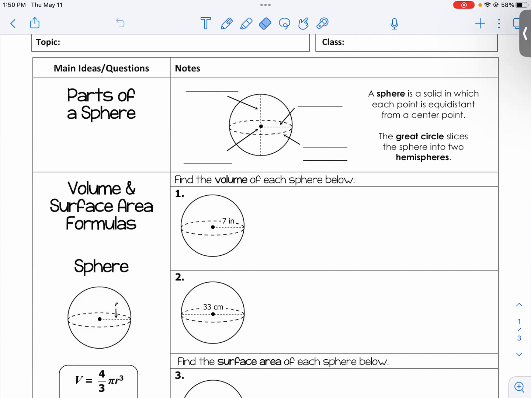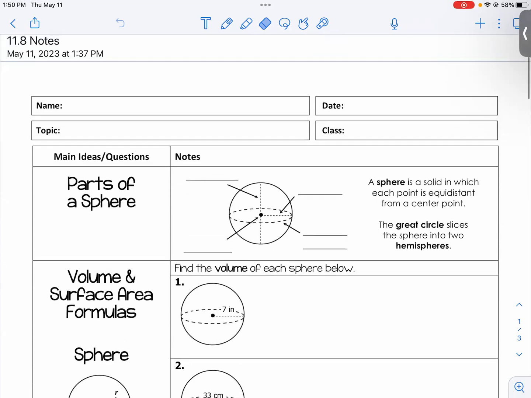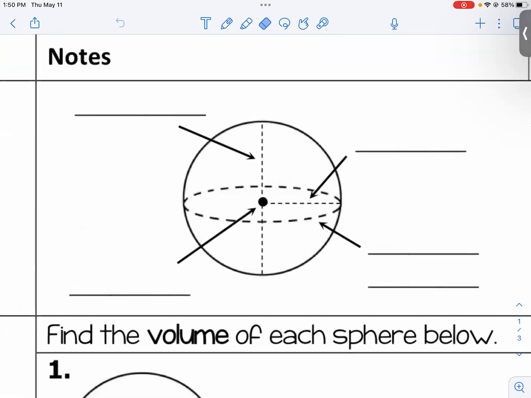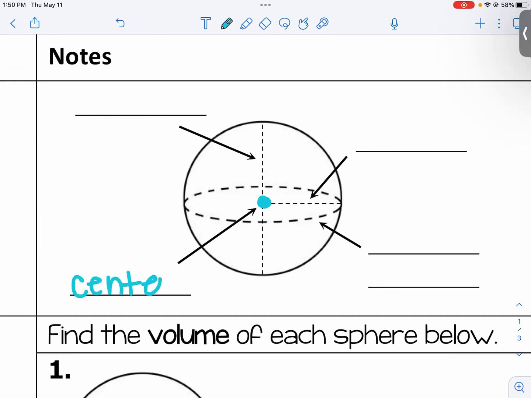All right. Help me out. Who can tell me what this is called? The midpoint. It's the center. Yep.